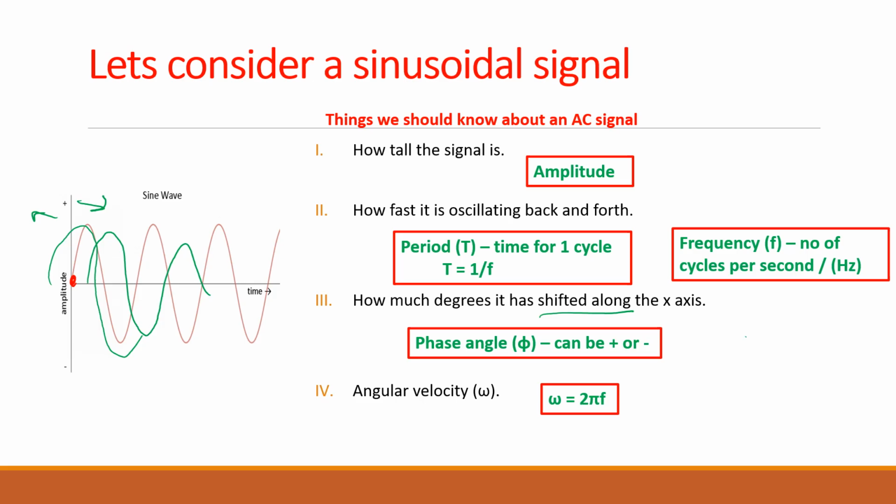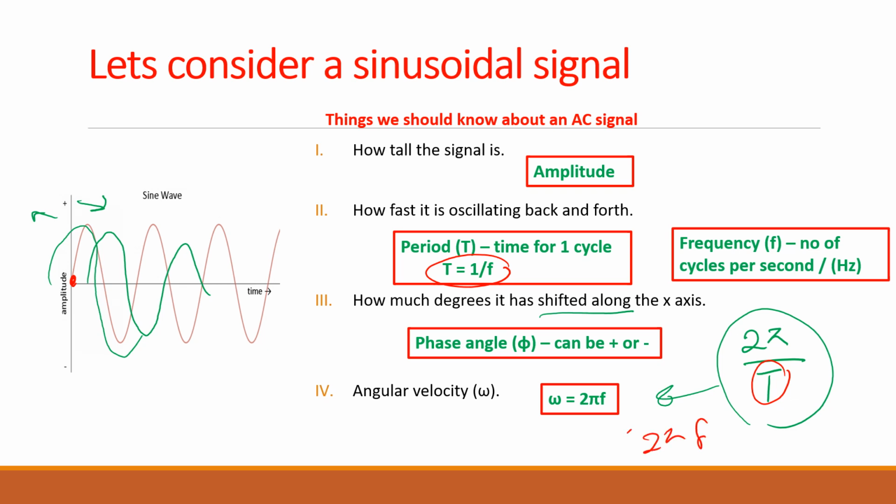Am I right? 2π divided by time per cycle, we call that the period. So 2π over T will be our angular velocity, or else if we replace the T by f, that will be 2πf. So that is our angular velocity. Make sense? We are going to use this in our questions, okay?